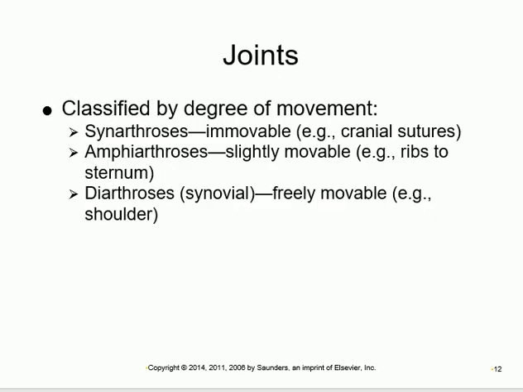Now the joints, and this part is actually very important to know. The joints are classified in different ways, but by the degree of movement is the most important. If the joint does not move at all, you call it synarthrosis. If it is slightly moving, you call it amphiarthrosis. If it is freely moving, you call it diarthrosis. And this is something that's very important to remember.